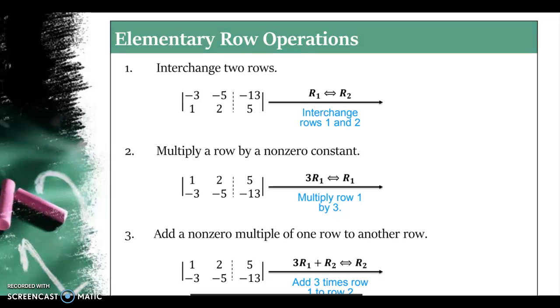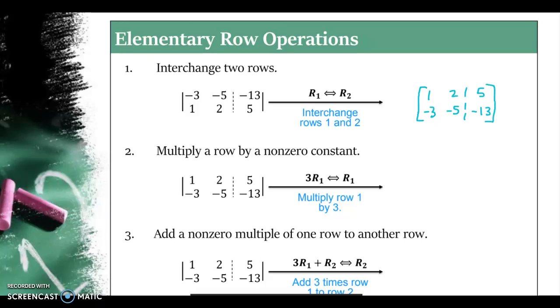We can interchange rows, so row 1 and row 2 can swap, just like when we swapped the equations in the previous portion. So then we would get the matrix 1, 2, 5, negative 3, negative 5, and negative 13. So we just interchange those two rows.